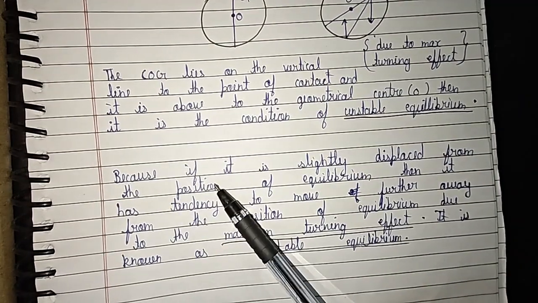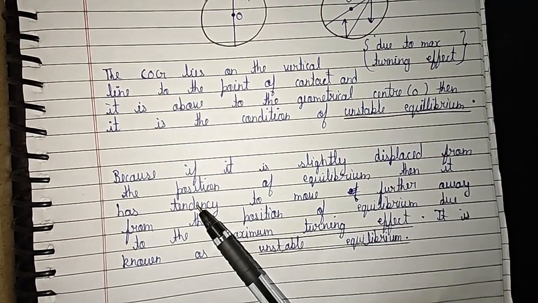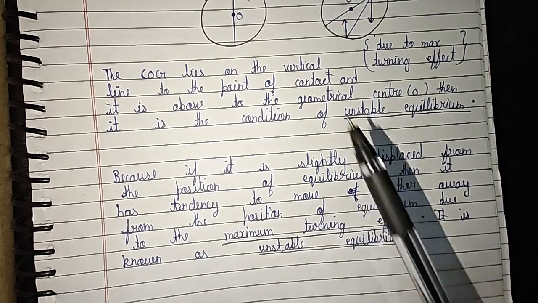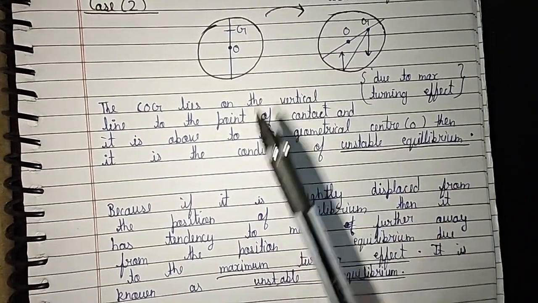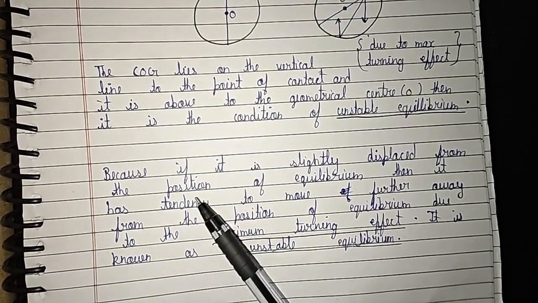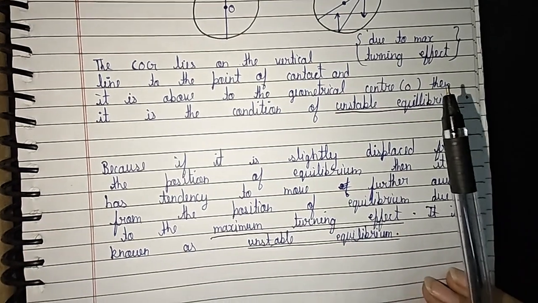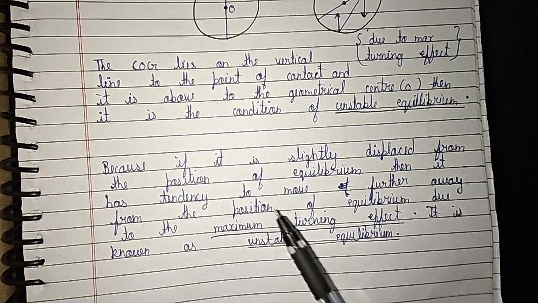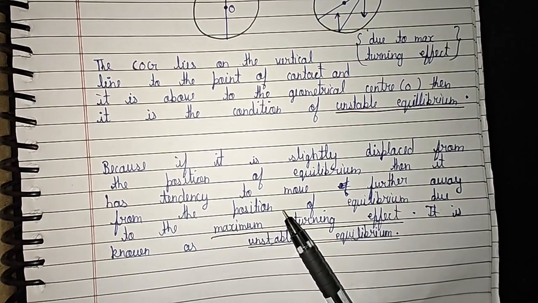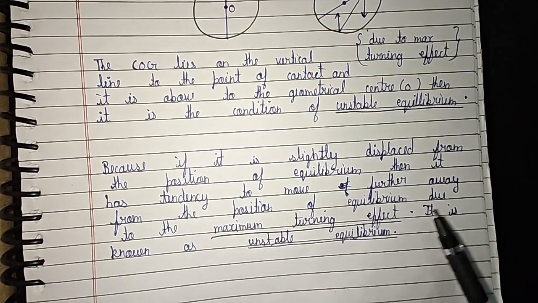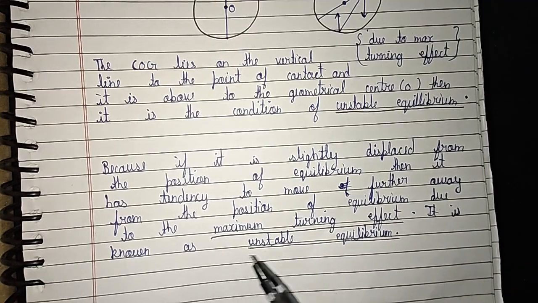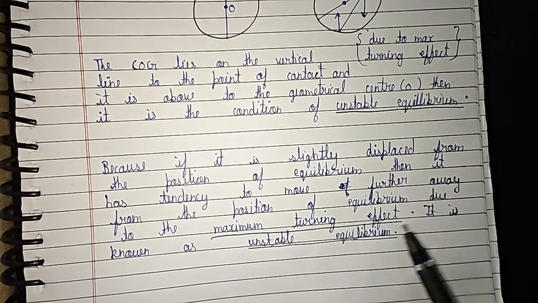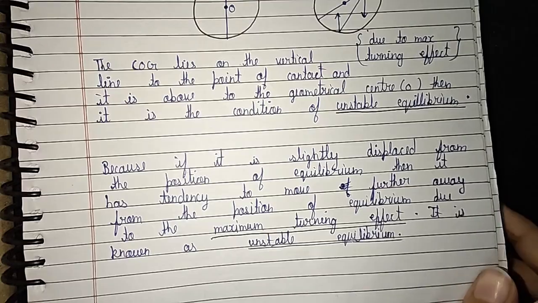If the center of gravity is above the geometrical center and it is slightly displaced from the position of equilibrium, then it has the tendency to move further away from the position of equilibrium. So due to the maximum turning effect, it is known as unstable equilibrium. Now let us see one more case.